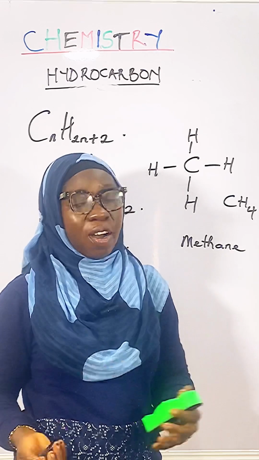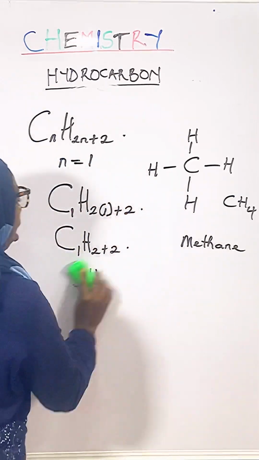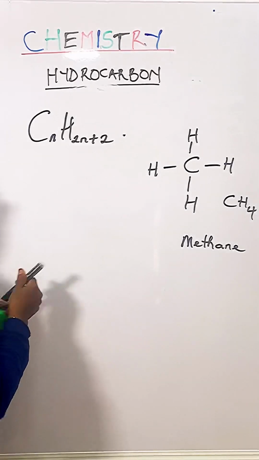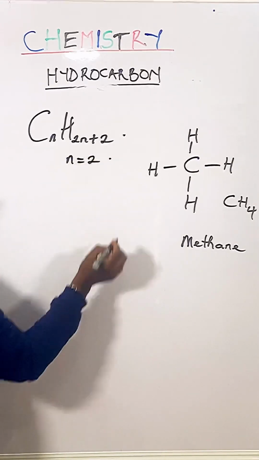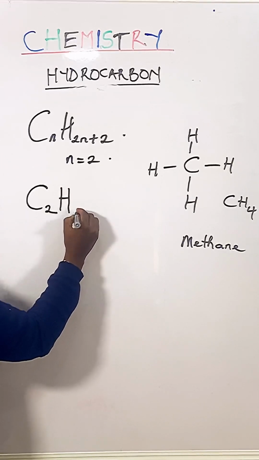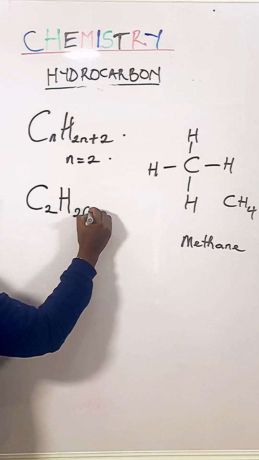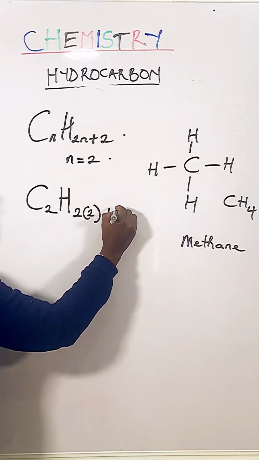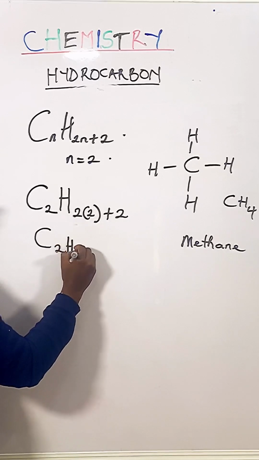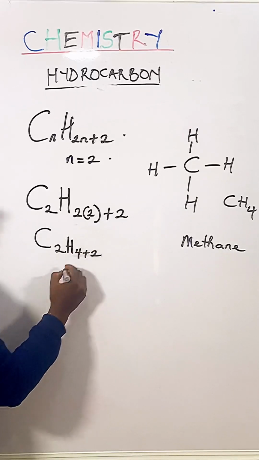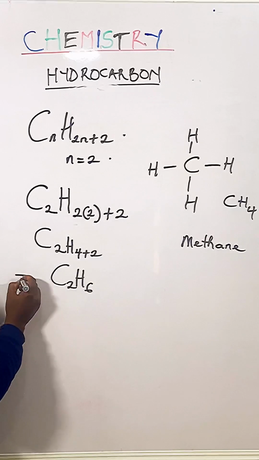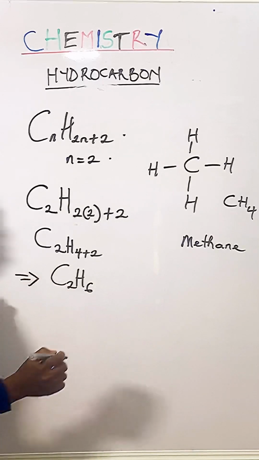Now let's quickly look at the second and the third one before we move on. Let's assume our n is 2, what do we get? If n is 2, we are going to have C2, right? H, yes, 2 again, into bracket, remember our n is 2, plus 2. So what do we have? We have C2, 2 times 2 is 4, plus 2. So we have C2H6. So the second family of alkane is C2H6.